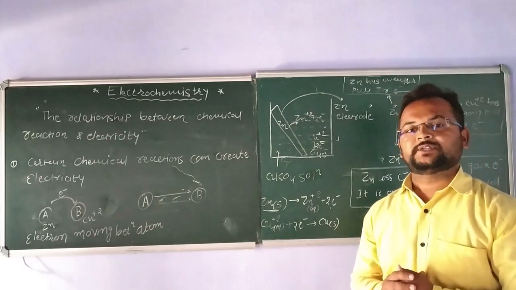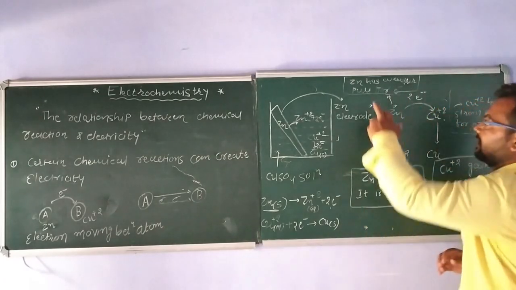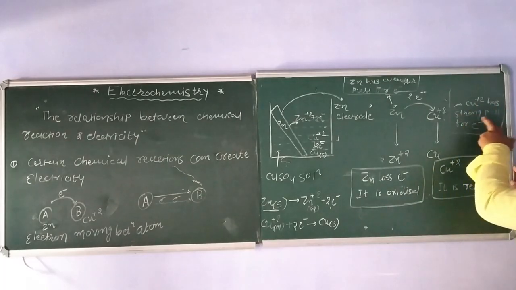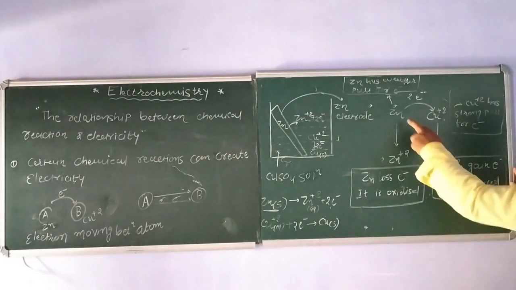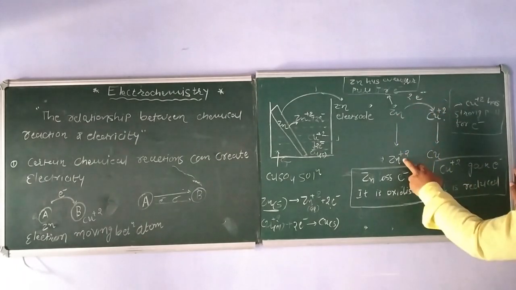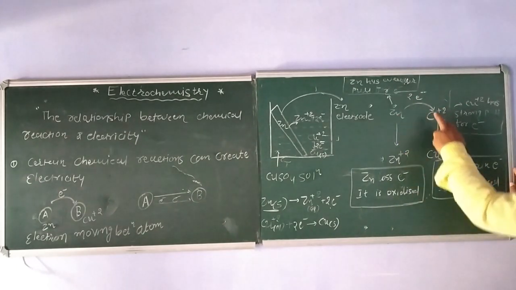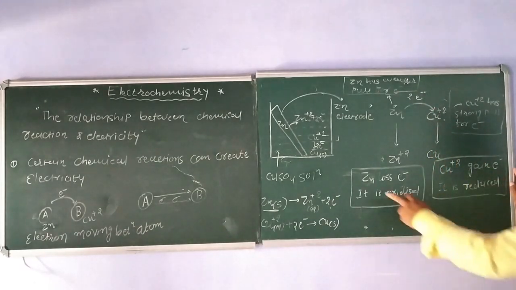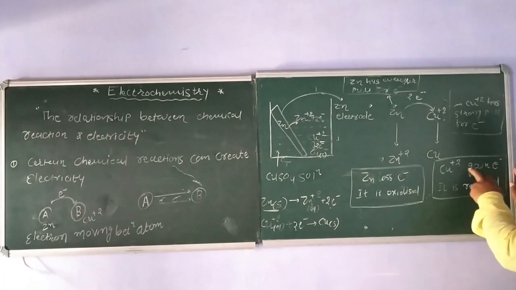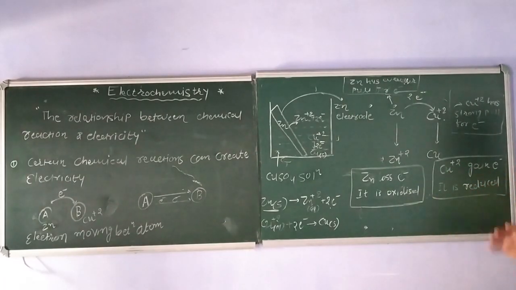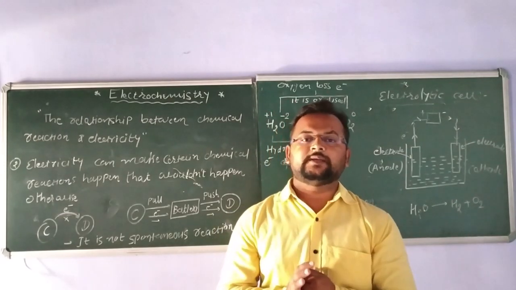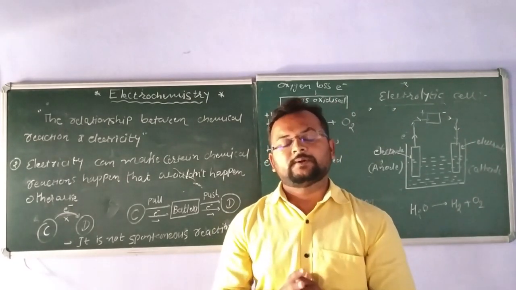According to the value of standard reduction potential, zinc has weaker pull for electron and Cu+2 has strong pull for electron. So electron is moving from zinc to copper, and zinc is converted into Zn+2 and Cu+2 is converted into Cu. Here zinc lost the electron and it is oxidized, and Cu+2 gained the electron and it is reduced.